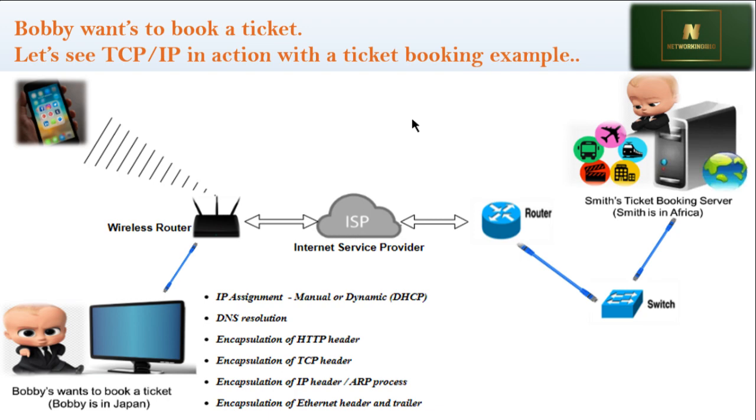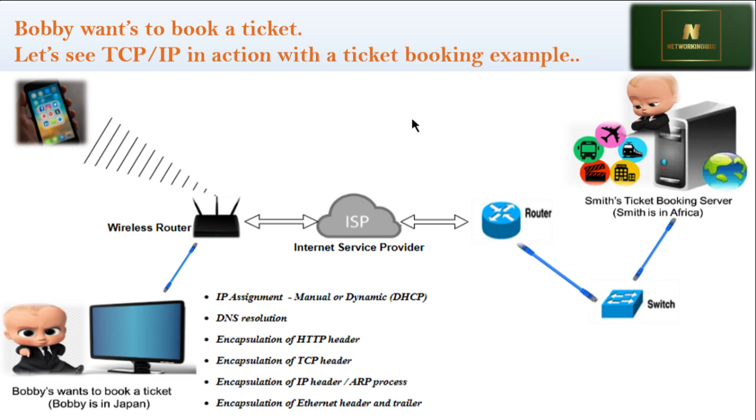Once the data reaches Smith's router, decapsulation occurs till the Internet layer. Post that, encapsulation is done by modifying the source IP and destination IP. The source IP will be the router's LAN IP, and the destination IP would be the IP of the ticket booking server. At the network access layer of the router, the destination MAC address would be the MAC address of the Layer 2 switch, which is shown.